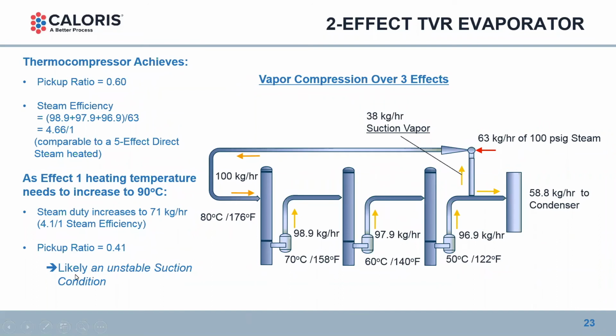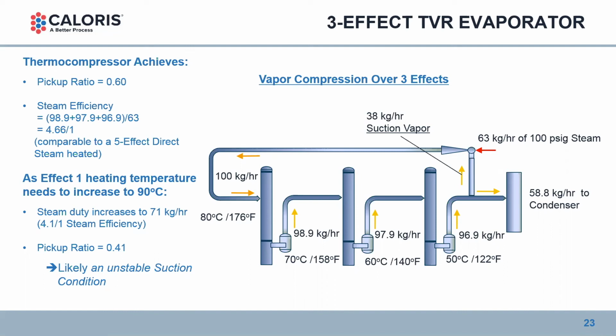So now I go to a 3 effect. Okay, so I'm pulling vapors now from 50 degrees C, because I'm taking the vapors off of the 3rd effect vapor separator. And now my pickup ratio, and this is on a clean evaporator, is only 0.6 to start with. I've got a really nice steam efficiency of 4.66, close to a 5 effect direct steam heated evaporator.